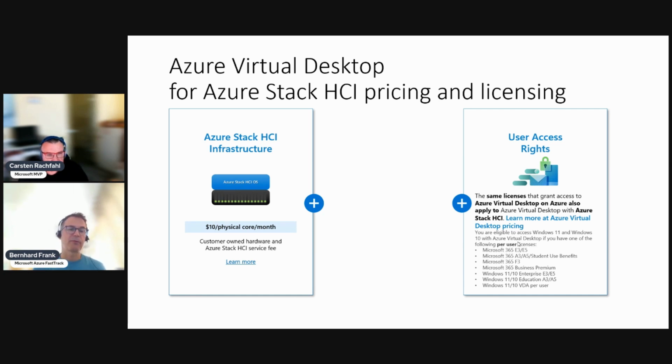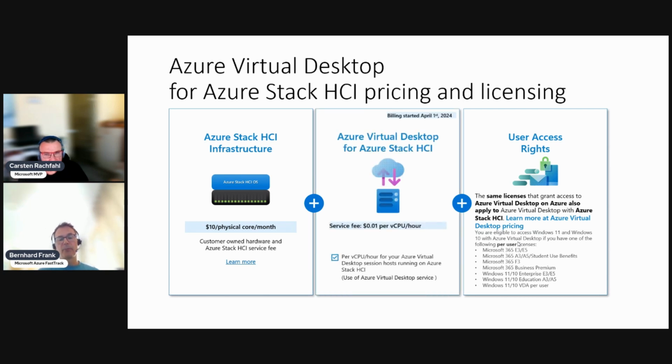If you are familiar with Azure Stack HCI, then you know that it is a product that reports its usage through Azure, right? So you hook up your Azure Stack HCI to your Azure subscription. Your Azure subscription will know how many physical cores you have in your cluster, and we will charge you $10 per physical core per month. You would see that on your Azure subscription, and that's the cost for, let's say, the Fabric OS, the Azure Stack HCI operating system.